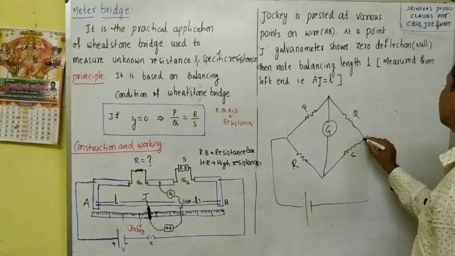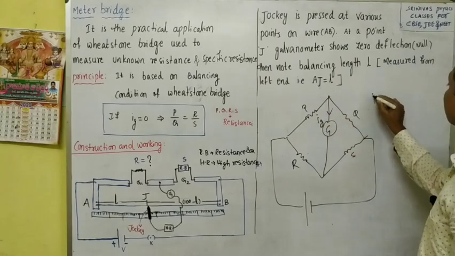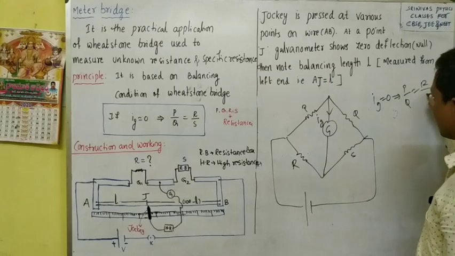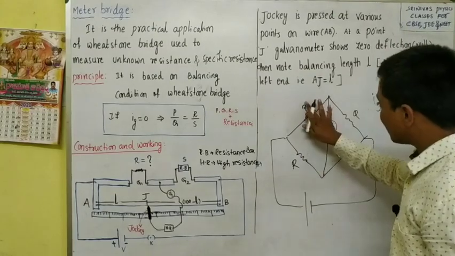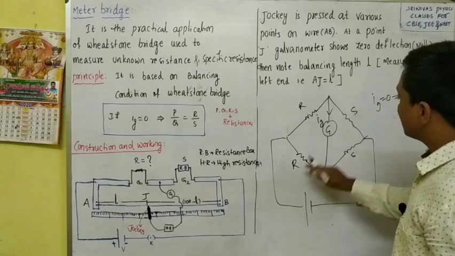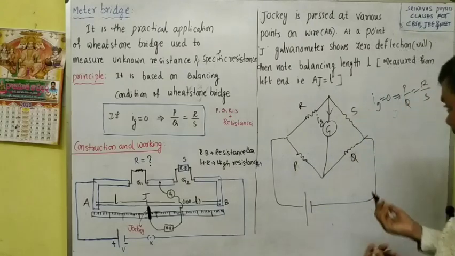This is the Wheatstone bridge we discussed previously. If the current through the galvanometer is 0, we write P by Q equal to R by S. Now, if you take this as R and this as S and this as P and this as Q, then what formula will you get?